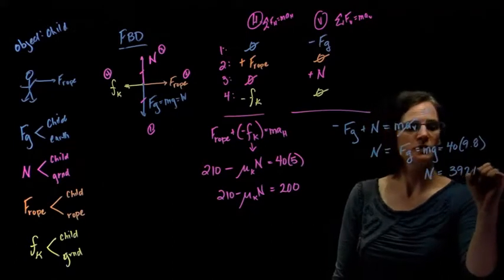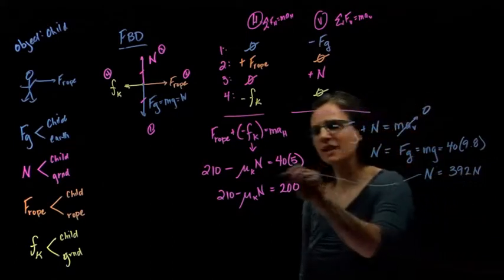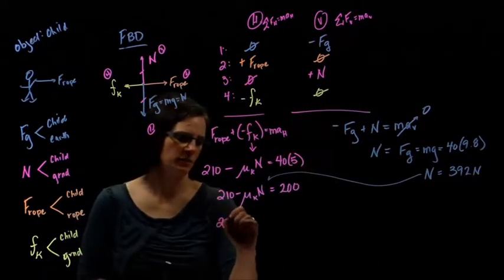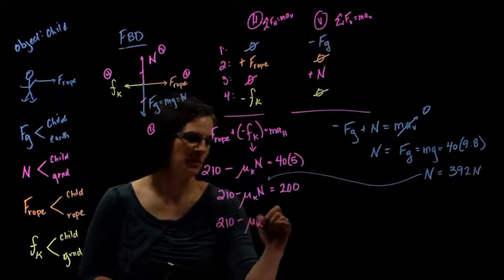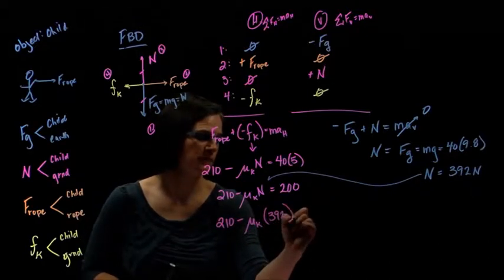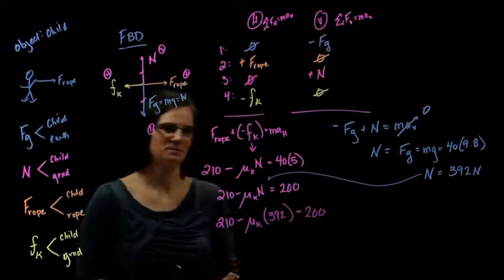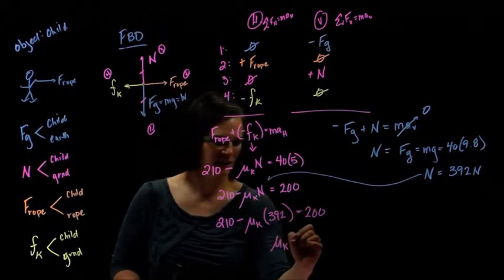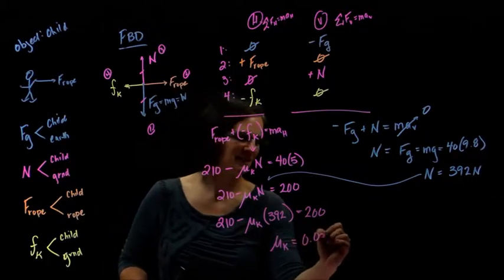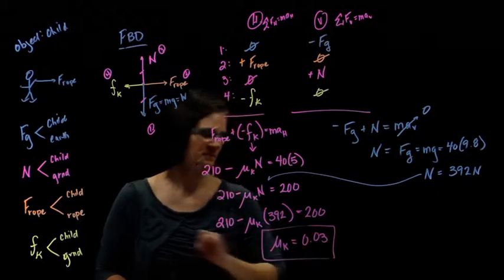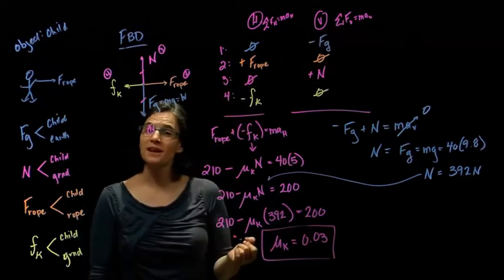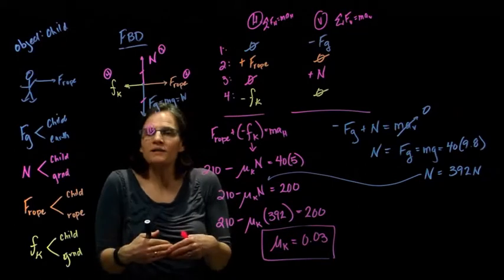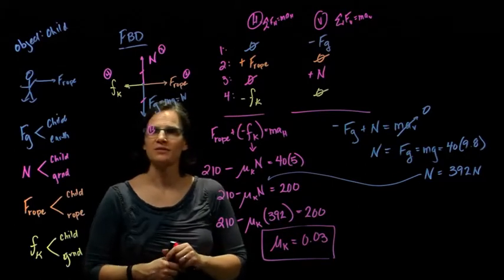So our normal force is equal to 392 newtons. Now I can take that, add it in over here, and we have our relationship 210 minus mu sub k times 392 is equal to 200. So now I just have to solve for my kinetic friction. And we find that the coefficient of kinetic friction is equal to 0.03. All right, so this is a force analysis problem asking specifically about a force, the frictional force, and its coefficient of kinetic friction.